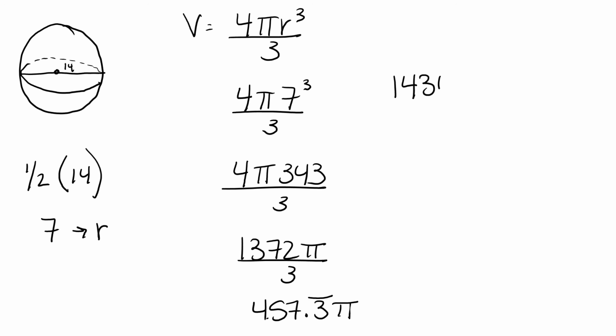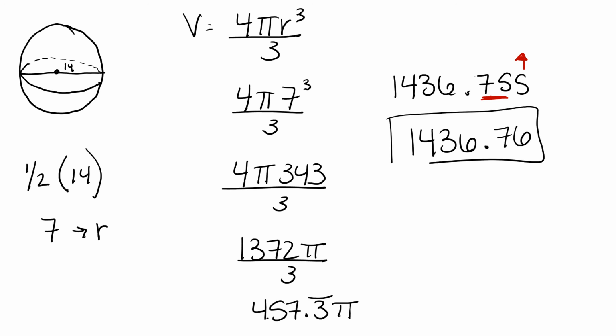We get 1436.75504. The directions tell us to round to the nearest hundredth. 75 is in the hundredths place. The other 5 tells us to round up. So we end up with 1436.76 for our final answer.